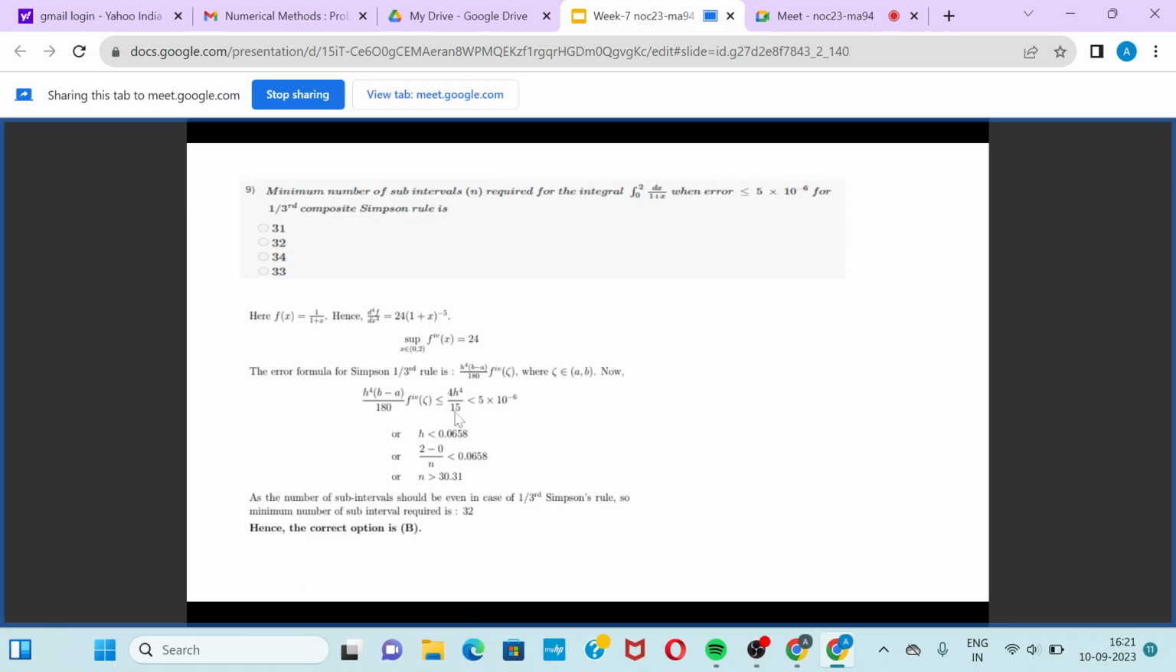So when you solve it, you'll get h less than 0.050658. Okay, now what is h? H here is (b minus a) by n, that is (2 minus 0) by n. So this will be less than 0.0658. Okay, so solving it will give you n greater than 30.31. Is everyone getting n greater than 30.31?